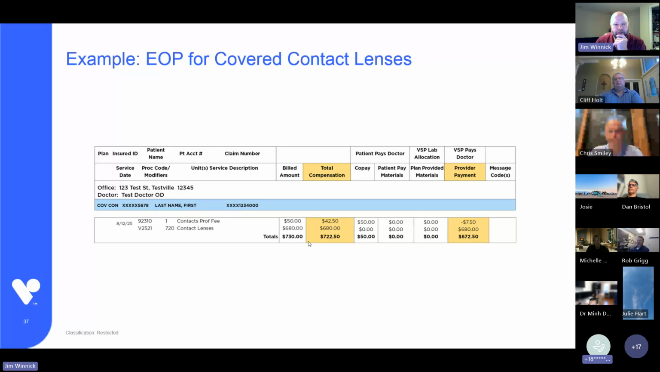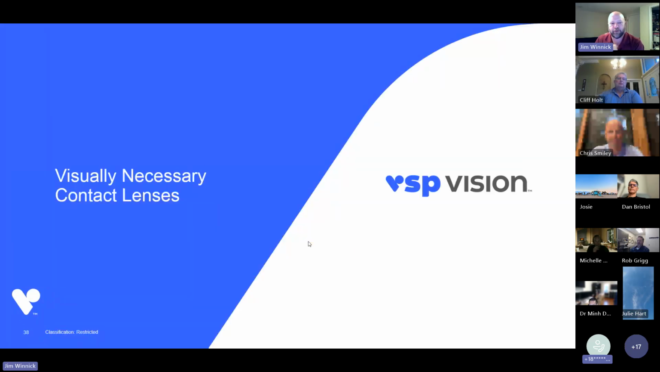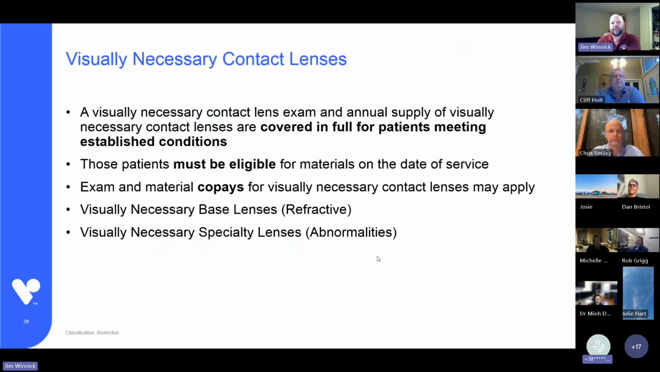That program then bridges into the one that doctors ask about all the time, which is the visually necessary contact lenses. Visually necessary contact lenses work on the same base rules, with very specific patients that are covered in full for specific conditions that are either refractive, so that's the visually necessary base lenses, or usually based on some type of pathology, that's the visually necessary specialty lenses.